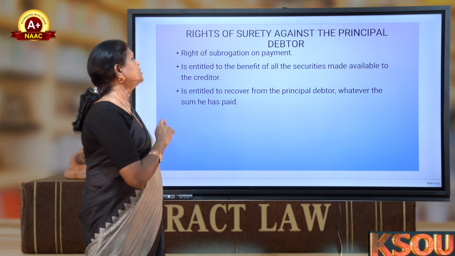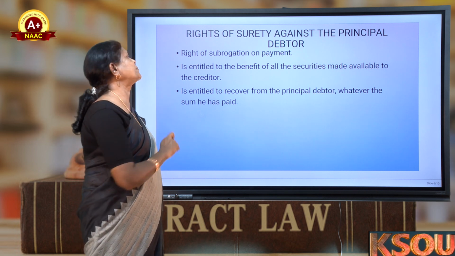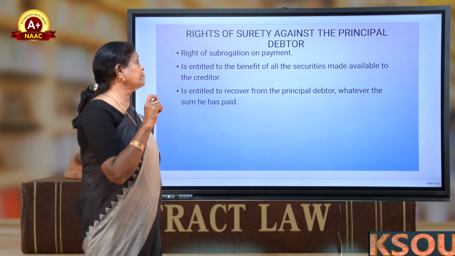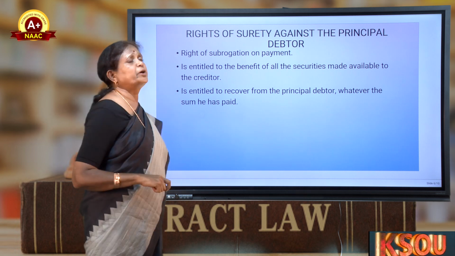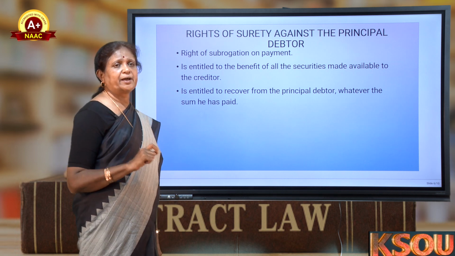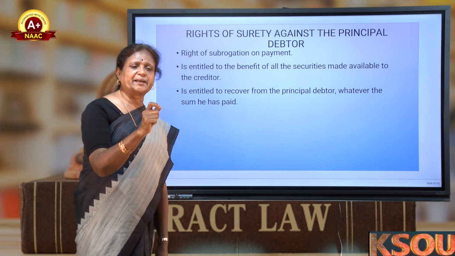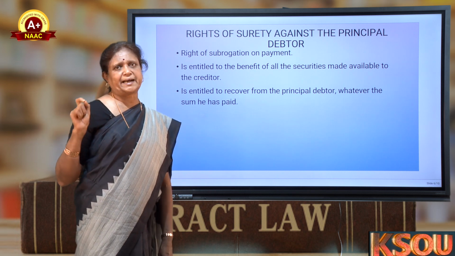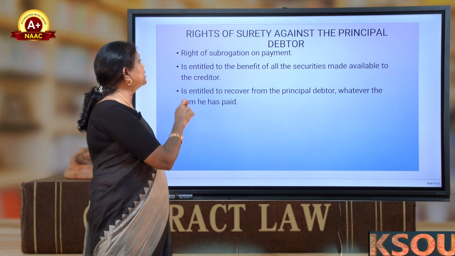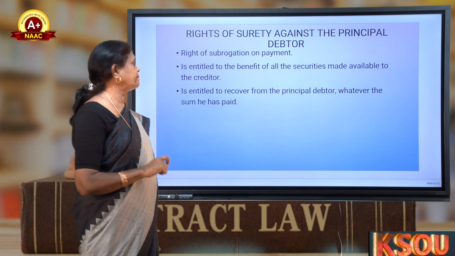Secondly, whatever securities that benefit the principal debtor are made available to the creditor, the surety is entitled to have that security. Say, for example, if the principal debtor put anything as security with the creditor, after payment of the debt to the creditor, the surety will be entitled to have all the securities in his name.